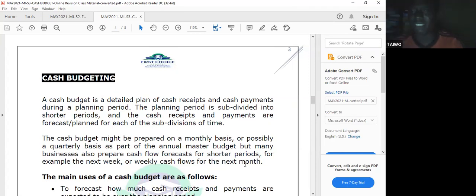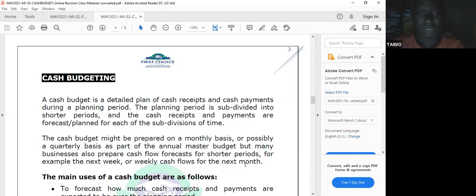If you are liquid, it's good because you'll be able to meet up with everyday obligations. But if you're having a problem with liquidity, it can rub off on your profitability. That means that you are having an issue in meeting your everyday obligations. So the cash budget will help us to understand how an organization can meet up with its everyday obligations. I hope you're getting me now.